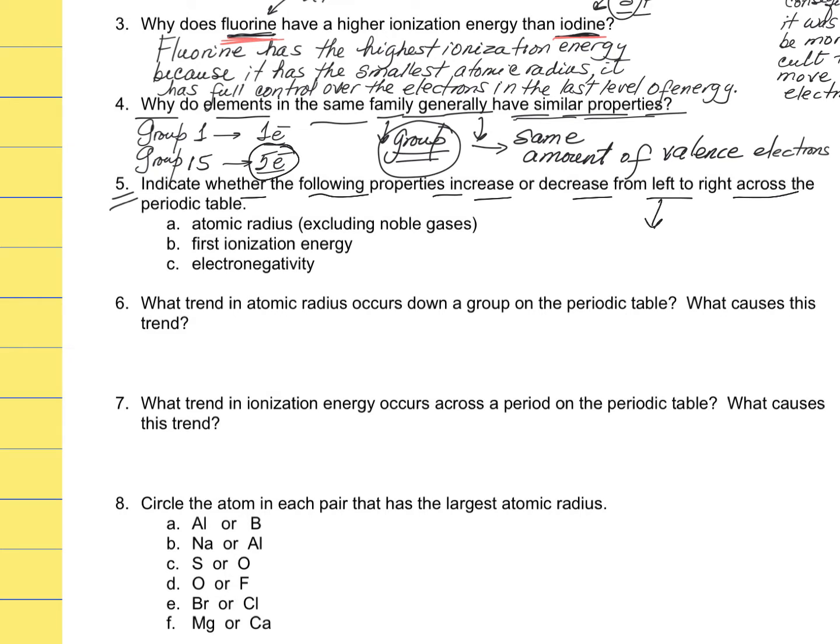When they're talking about left to right, they're talking about a period, when you're moving from the metal part all the way through the non-metal part. Atomic radius, you know, is the distance from the center of the nucleus all the way through the last level of energy. And even though the atomic number is going to increase in a period, the nucleus is going to become bigger faster. So the atomic radius in a period is going to decrease.